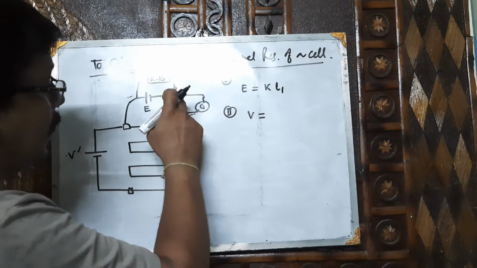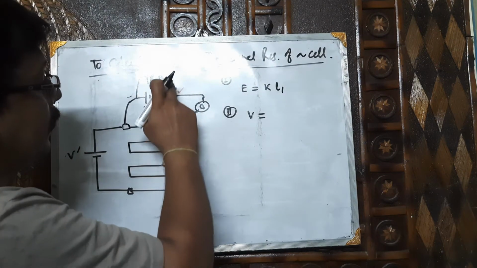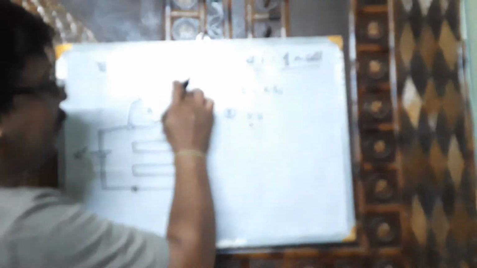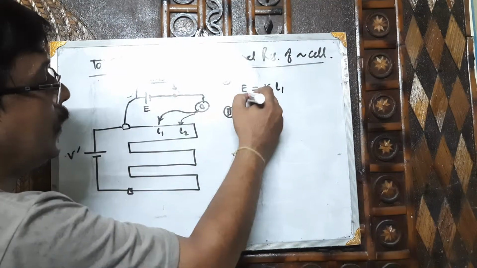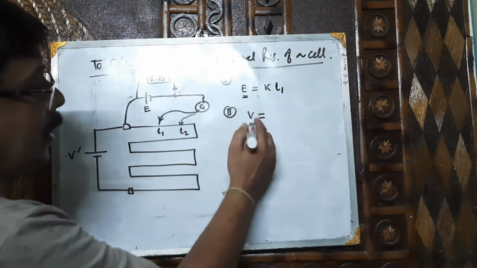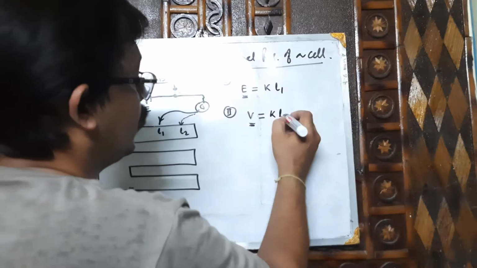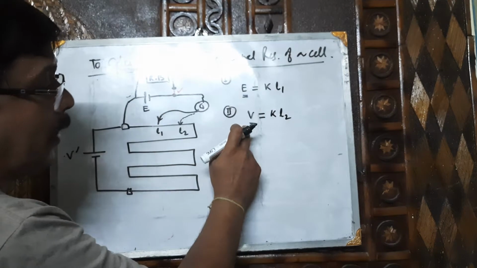Due to this external resistance, now it will give you the voltage, not the EMF. Previously, the resistance box was open and you got the EMF. When we add the external circuit, now you get the voltage, and you get the null point at L2, so it is K into L2. So remember, why is it E, and why is it V?